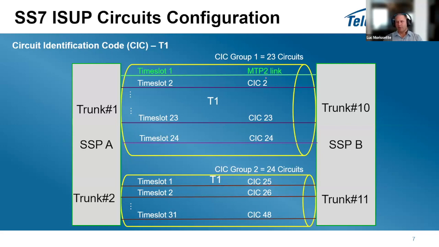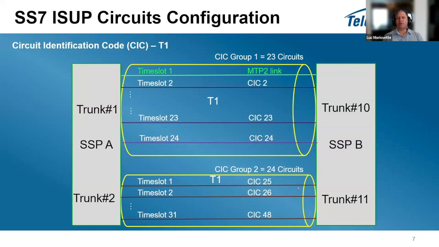The first time slot here is used by an MTP2 link. So this is optional. If you're using SS7 TDM, then you will have at least one of the time slots used by an MTP2 link. If you are using SIGTRAN, then you won't need to take one time slot to carry the MTP2 link. It will be carried over IP. And you see here we have one MTP2 link, but the second circuit group has no MTP2 link. So the time slot 1 is now CIC25, for example. Here it's identified by trunk 2 time slot 1. Here it's identified by trunk 11 time slot 1.